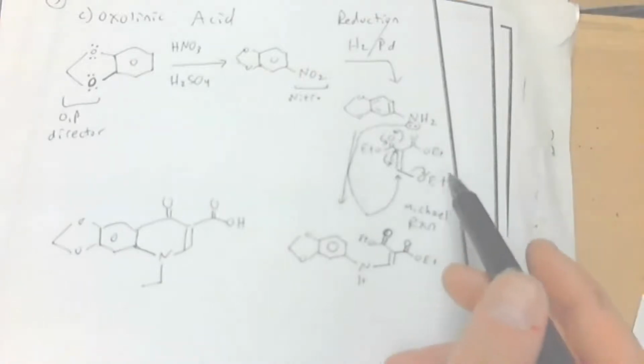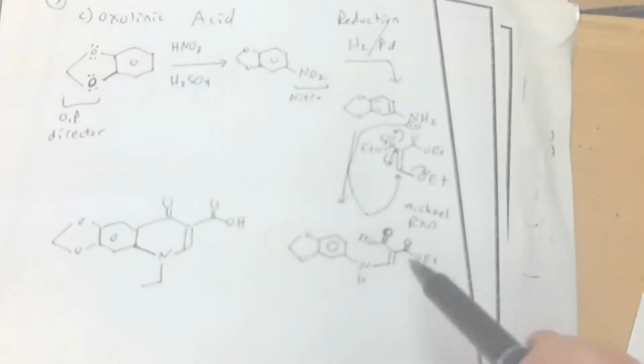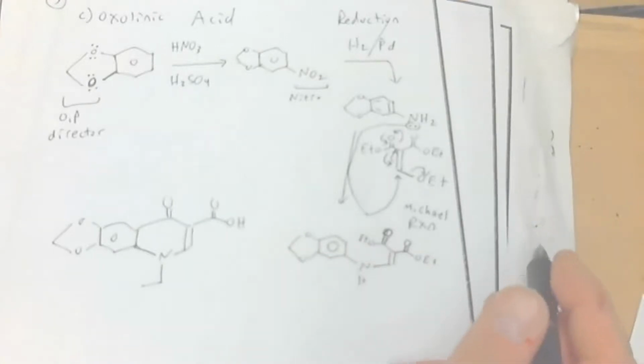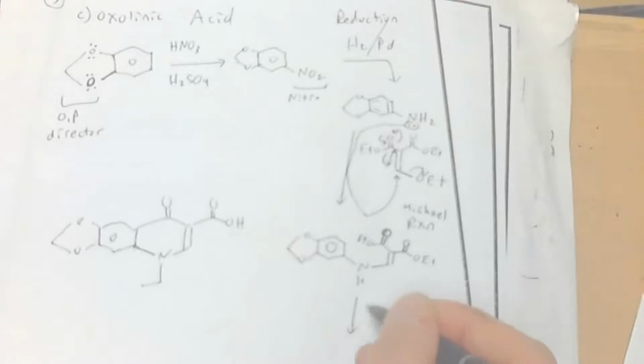Okay, all right. So now what do we got to do? Now we got to build the ring. That's really easy. I think we could just cook this a little bit. EAS happens.